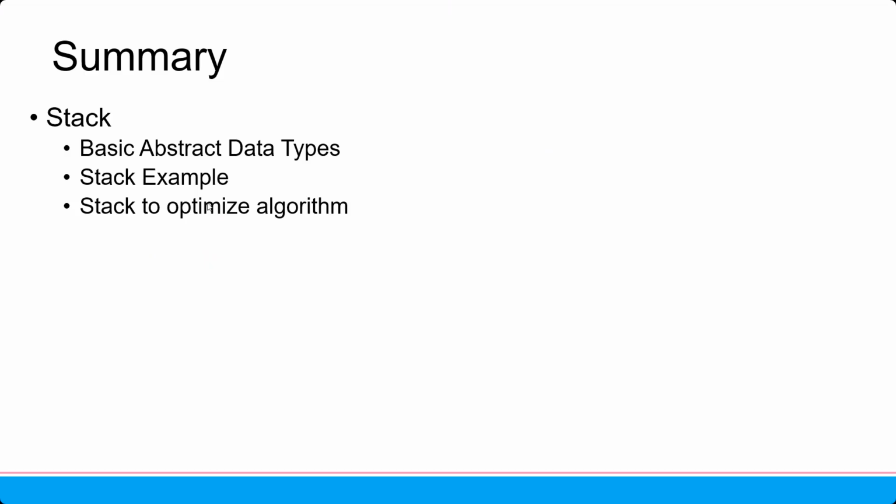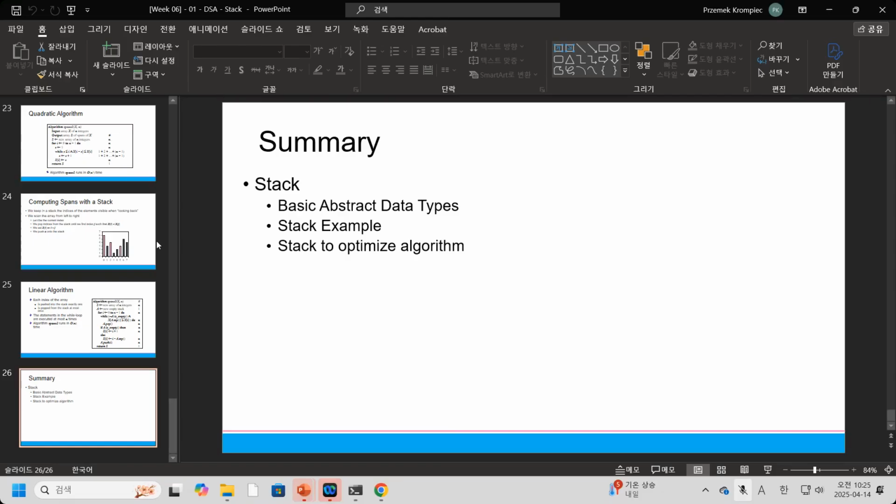And in this section, you learn about the abstract data type. You learn about the stack example, how to optimize the algorithm using stack. Now let's move to the second section about the queue.